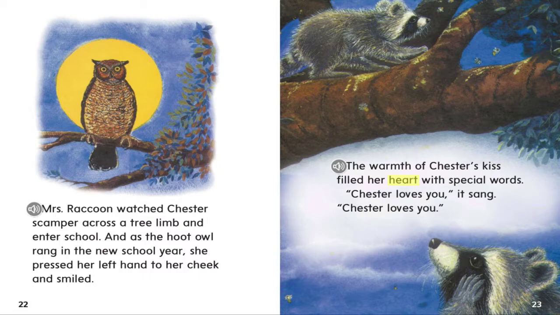Good readers look for a beginning, middle, and end as they read. We read the last part of the story. The story ends with Chester scampering, or running off, to school as his mom watches him. Then his mom places her kissing hand on her cheek and thinks, "Chester loves you."